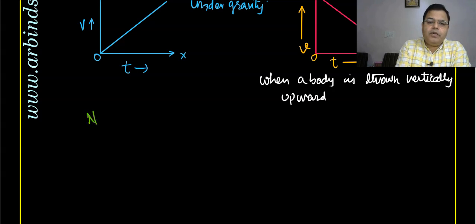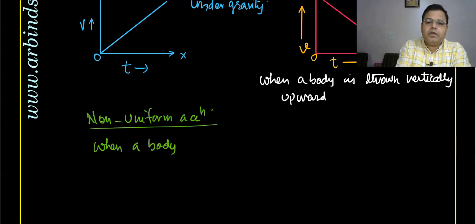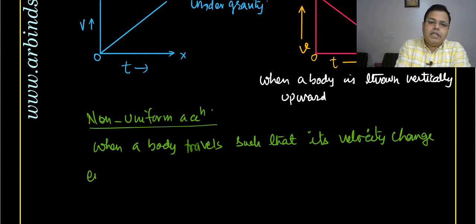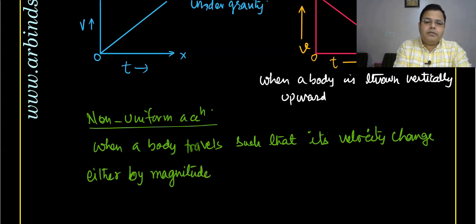Now there is another topic, that is non-uniform acceleration. What is that? Non-uniform acceleration is when a body travels such that its velocity changes either by magnitude or by direction, right?